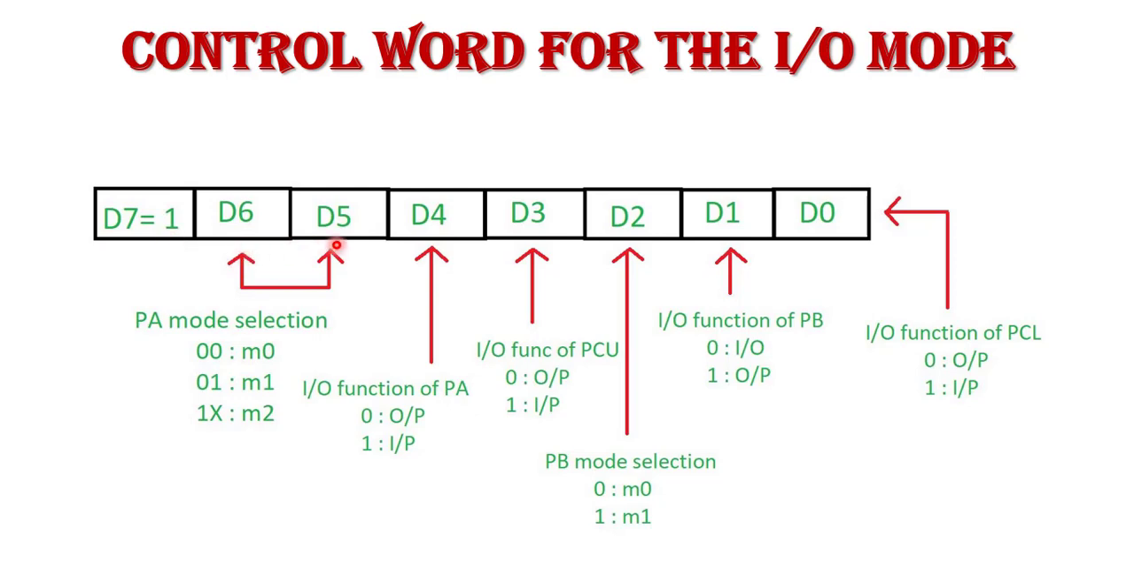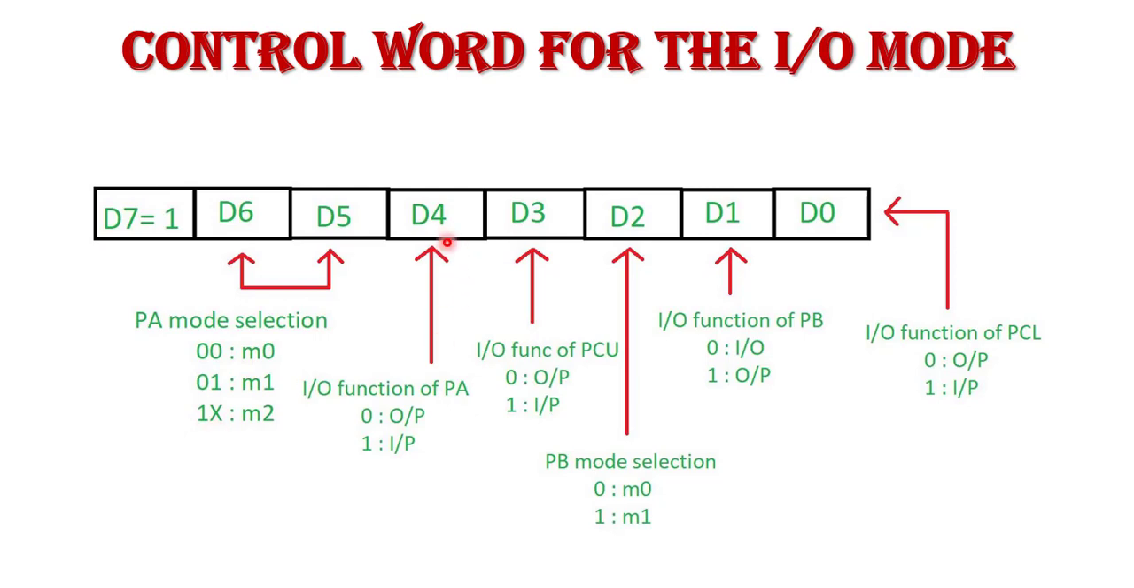D6 and D5 bits define the port A mode selection, that is, in which mode port A is working: mode 0, mode 1 or mode 2. If port A is working in mode 0, these two bits are 0 0. If port A works in mode 1, the combination is 0 1, and if port A works in mode 2, the combination is 1 X.